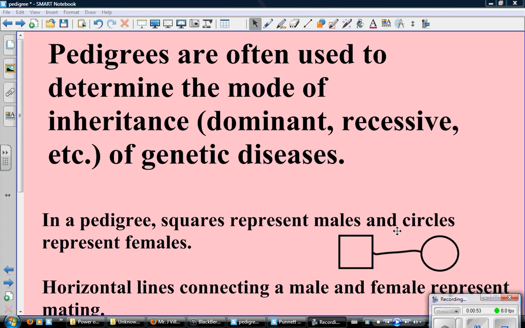All right, in a pedigree, squares represent males, circles represent females. That should be easy to remember because boys are squares.